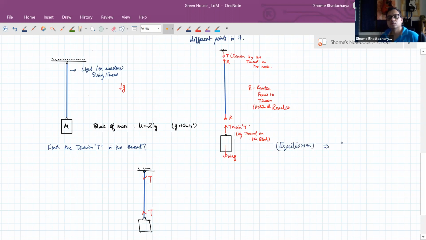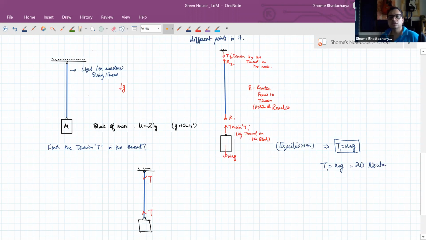So T must balance mg. The tension at the lower end, in fact let's make this T1 and T2, and I'll show you why T1 is equal to T2 now. If this tension is T2, this reaction force is R1 and this reaction force is R2. So the tension at the lower end, by Newton's second law, because the block is at rest, net force must be 0. So tension upwards must balance the weight downwards. So it's equal to the weight, which is equal to 20 newtons in this case.